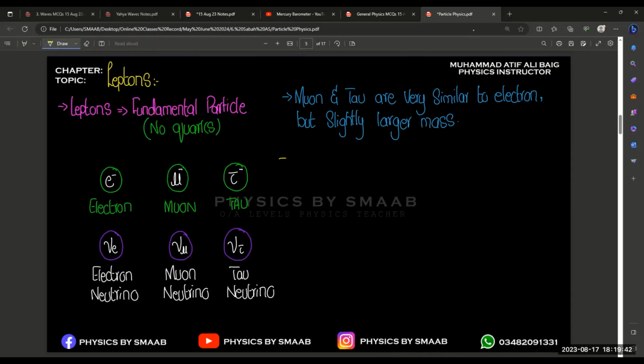And the second thing, if we talk about electron, muon and tau, the charge for electron, muon and tau remains the same, because it is like the electron, so the charge will also be the same. That's why there is a minus sign over it, but they will be slightly greater in mass as compared to the electron, right?